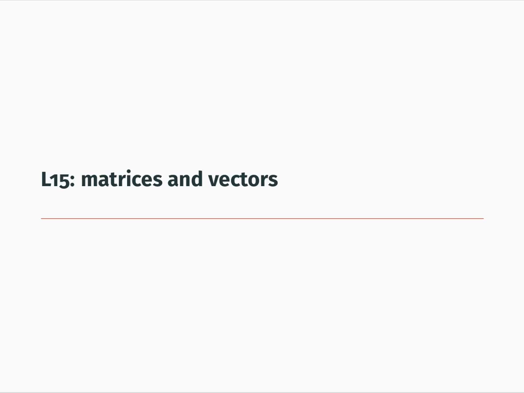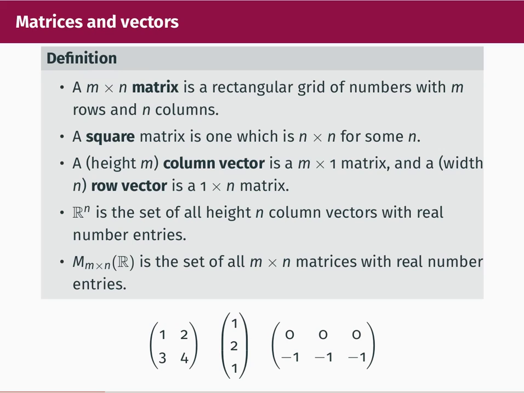We're now going to start a new topic in 0007, which is matrices and vectors. To begin, here is a load of definitions. An m by n matrix is a rectangular grid of numbers with m rows and n columns. There are some examples at the bottom of the screen here.